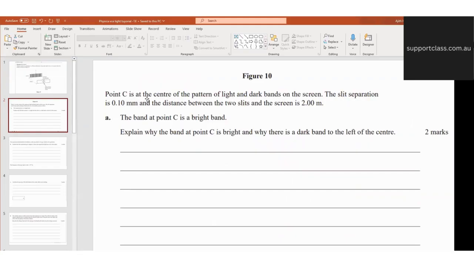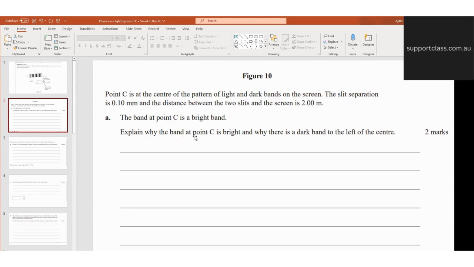Point C is central to the pattern of light and darkened bands on the screen. The slit separation is 0.1 millimeters, and the distance between the two slits and the screen is 2 meters. The band at point C is a bright band.